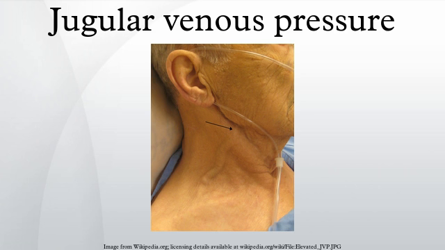Large A wave: tricuspid stenosis, right heart failure, pulmonary hypertension. Cannon A wave: atrial flutter, premature atrial rhythm, third-degree heart block, ventricular ectopics, ventricular tachycardia. Absent A wave: atrial fibrillation. Large V wave: tricuspid regurgitation. Slow Y descent: tricuspid stenosis, cardiac tamponade. Prominent and deep Y descent: constrictive pericarditis. Paradoxical JVP: pericardial effusion, constrictive pericarditis, pericardial tamponade.